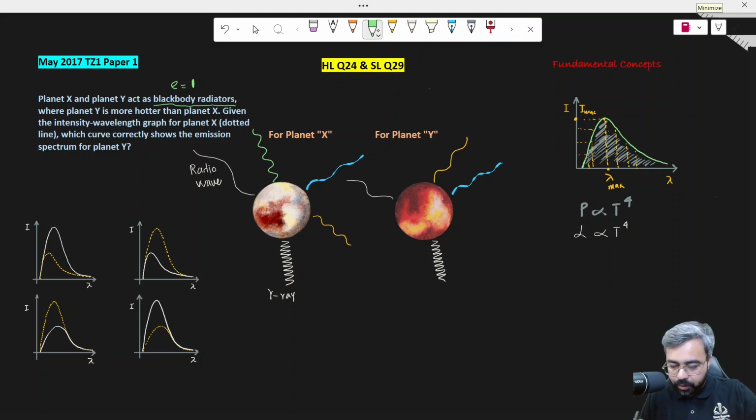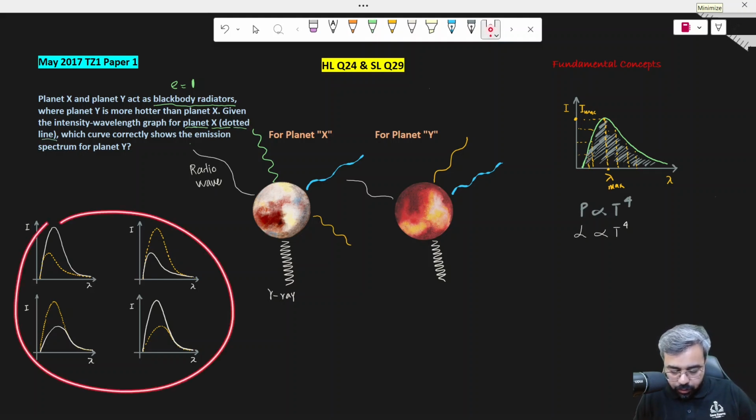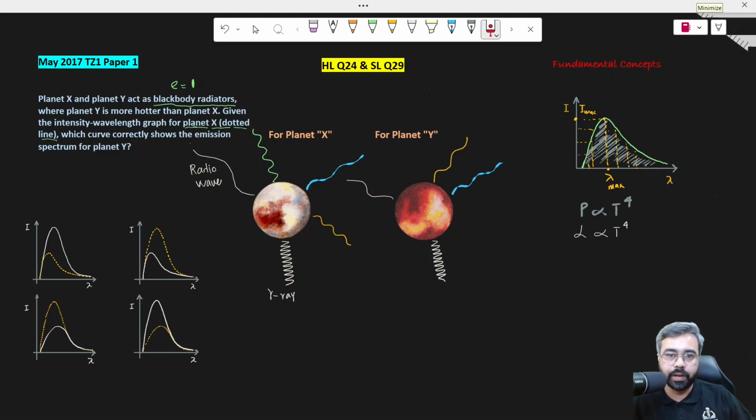Now, according to the question, planet X is less hot, and the graph is shown by the dotted curve for X. In all of these options, this dotted curve represents the intensity-wavelength curve for planet X. And what will it be for planet Y?